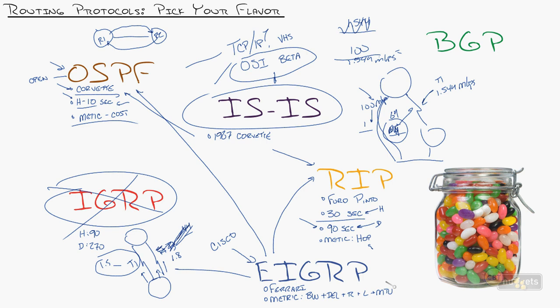So what EIGRP does is use this big formula. It's actually known as the K-value formula that can combine all these things together. By default, it only uses bandwidth and delay, but you can throw all these other things into the big mixing pot and create a really sophisticated metric with EIGRP. So you see what I mean when I say there are some cool features? Cisco's just like, you know what? If we're going proprietary, let's go at it and just give people what they really want.